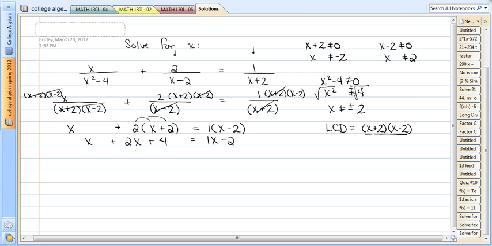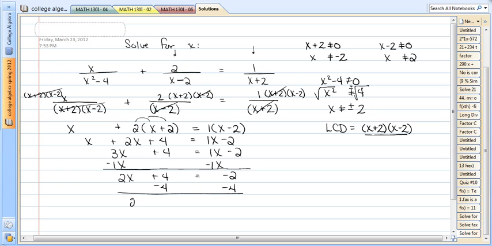You just need to collect your x's on one side and your constants on the other. So I'm going to subtract 1x and collect my x's on the left. Anything that doesn't have an x in it is ultimately going to go to the right side of the equation. So I'm going to subtract 4. So I'm going to get 2x equals negative 6, or x equals negative 3.